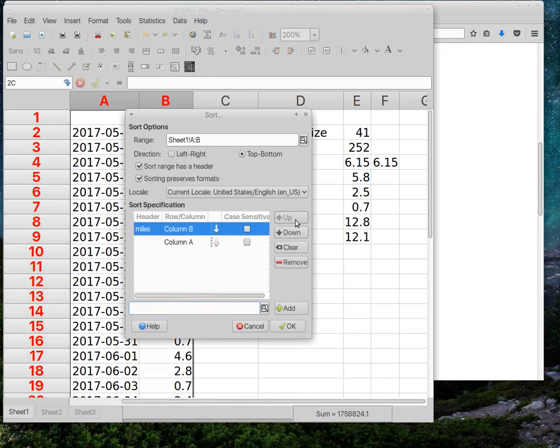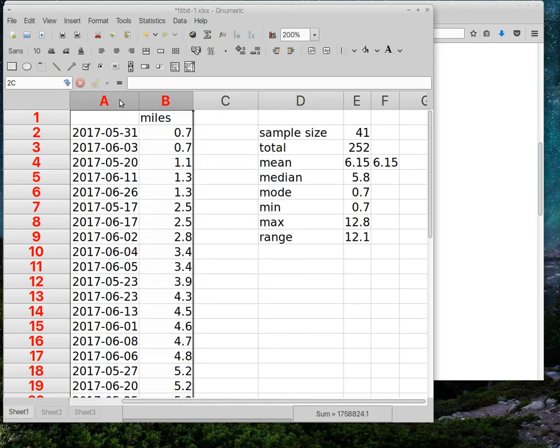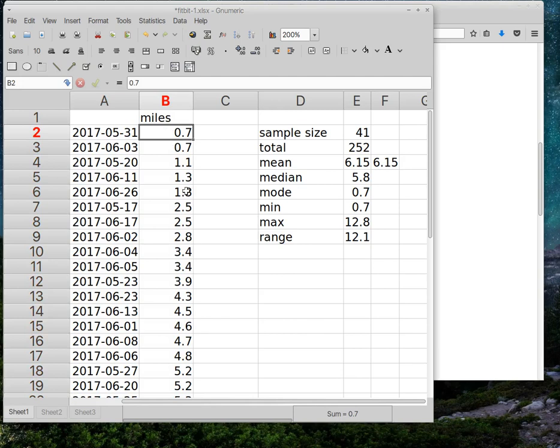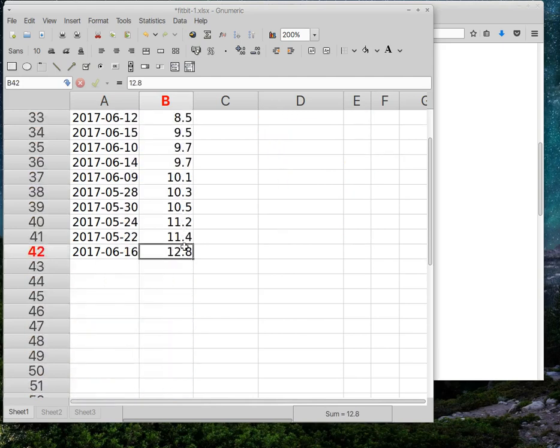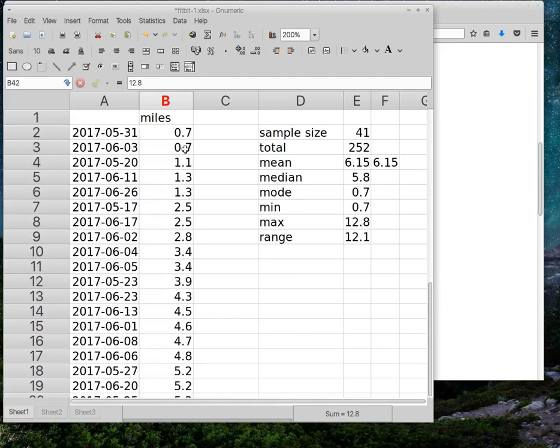I'm going to sort by column B, and you can see now instead of being sorted by date, the data is sorted by miles. It goes from a low of 0.7 up to a high of 12.8. By the way, these low numbers were when it was raining or maybe somebody was sick and we didn't get out of the house very much those days.